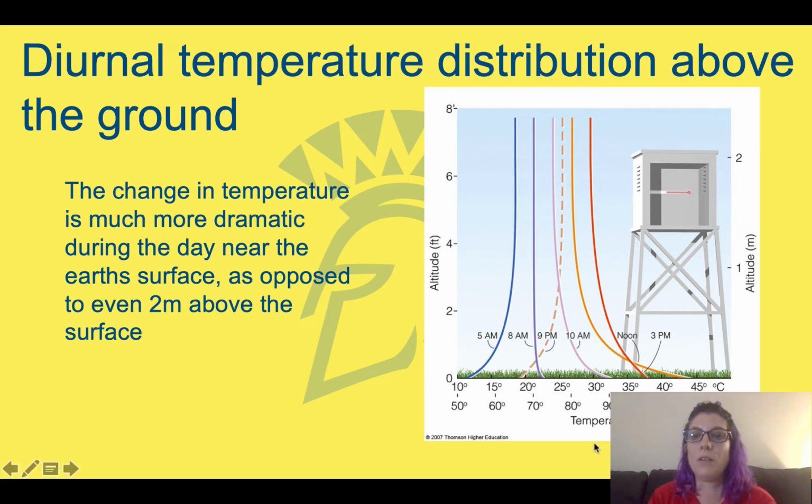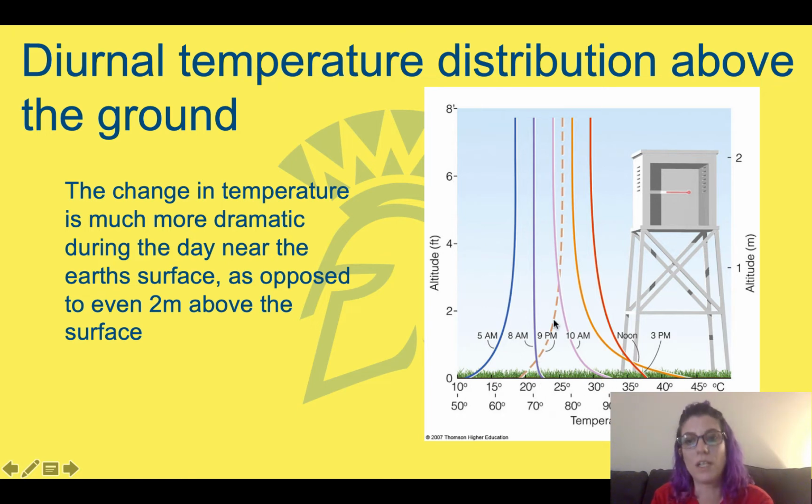So we have a representation here of that with the temperature on the bottom and the altitude on the side. You can see that we have a nice little temperature inversion here in the blue line. This is 5 a.m., so we would expect there to be somewhat of a temperature inversion. The sun isn't up yet. And then at 8 a.m. we see more of a vertical line. There really isn't that much of a slope to it.